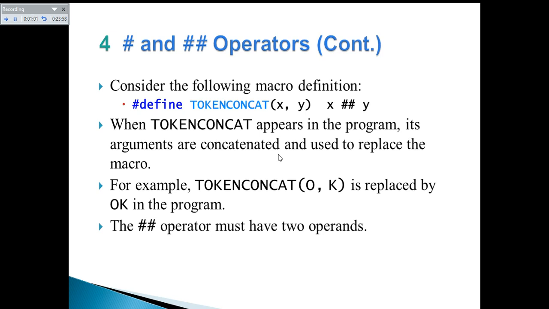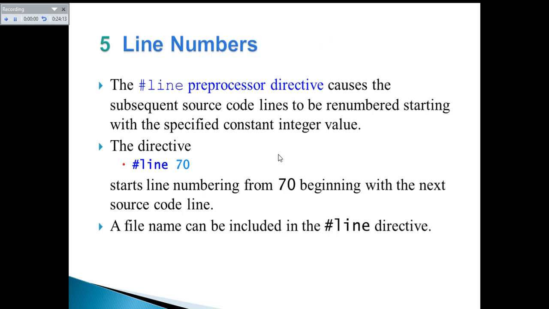The hash operator must have at least one argument, and the token concatenation operator, that is the double hash operator, must have two operands, so that only then can it be used. So only then can they be concatenated.